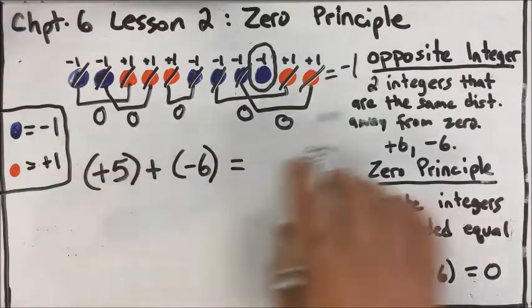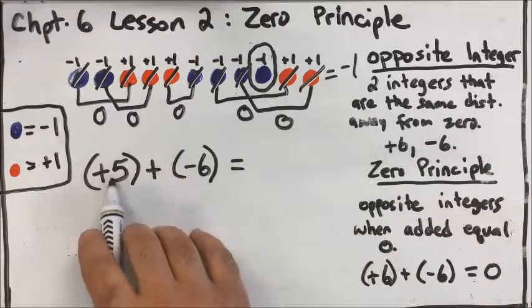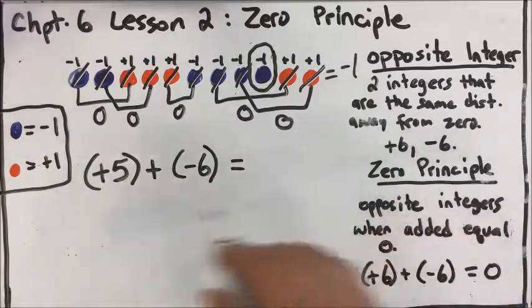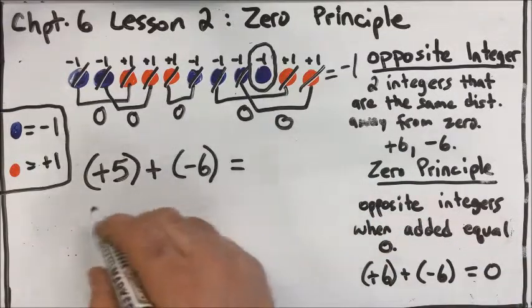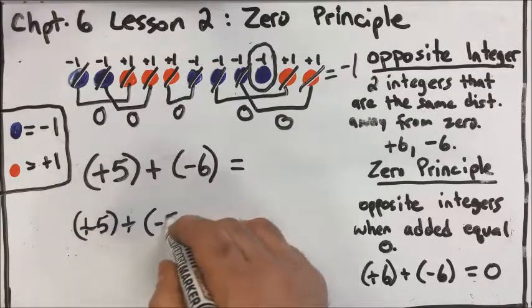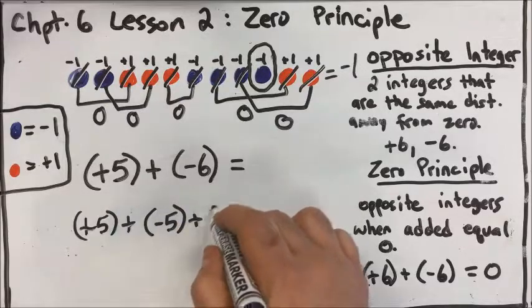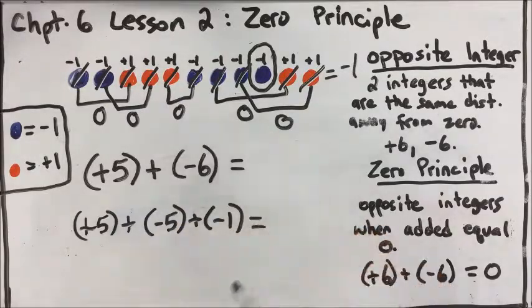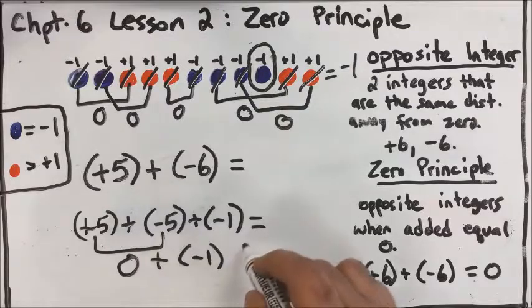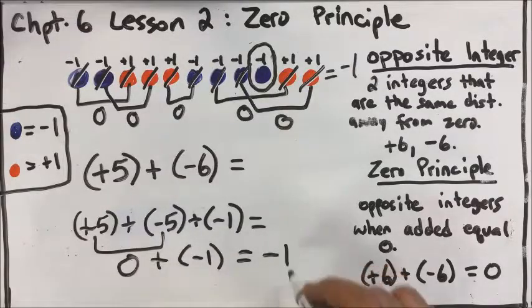And we know that with the zero principle and opposite integers, if we wanted to make this positive 5 into the zero principle, we could split up our negative 6 into negative 5 and negative 1. The negative 5 and the positive 5 would equal 0. And we have 0 plus negative 1. And our answer would be negative 1, which is the same as using our counters.